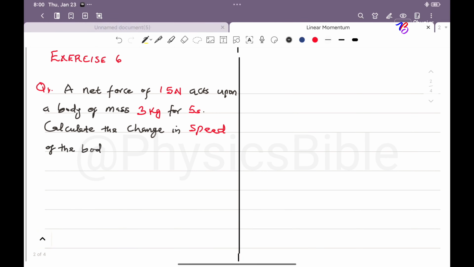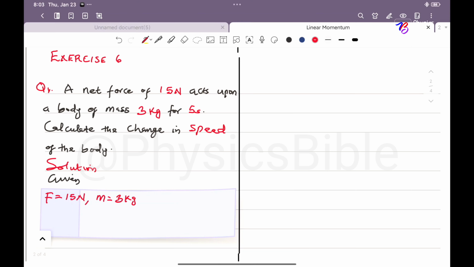Now, the solution. If you look at it, we have our force given to us as 15 Newton, our mass given to us as 3 kg, and time is given to us as 5 seconds. These are all in SI units. Is that clear? And I term them to be the TRiUNE component of this question. Then the unknown is going to be the change in velocity.